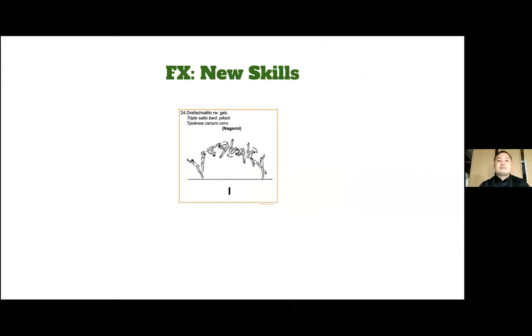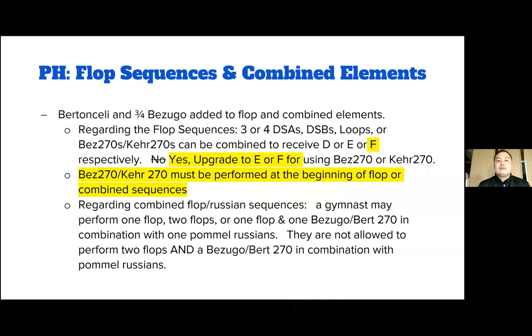Pommel horse, flop sequence and combined elements. Botticelli and three-quarter Vesicle added to flop and combined elements. So regarding the flop sequence, 3O DSA, DSB, or loops, or Vesicle 270, Kar 270, can be combined to receive D or E or F.